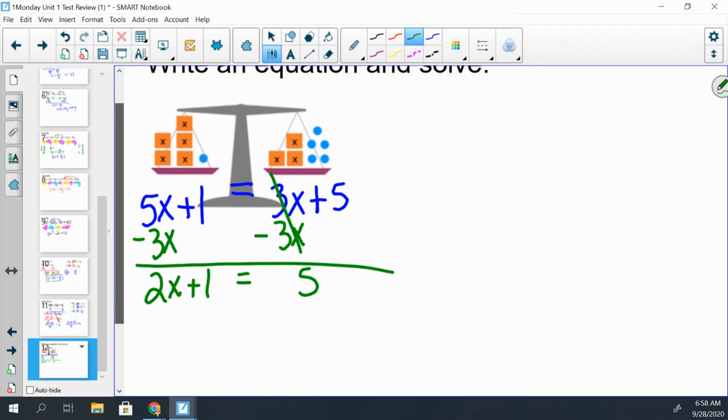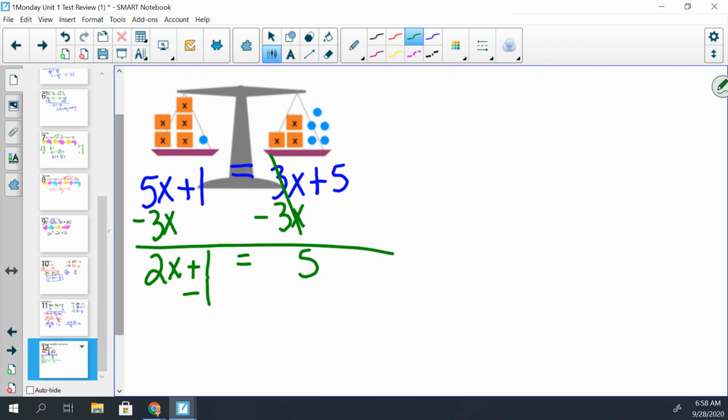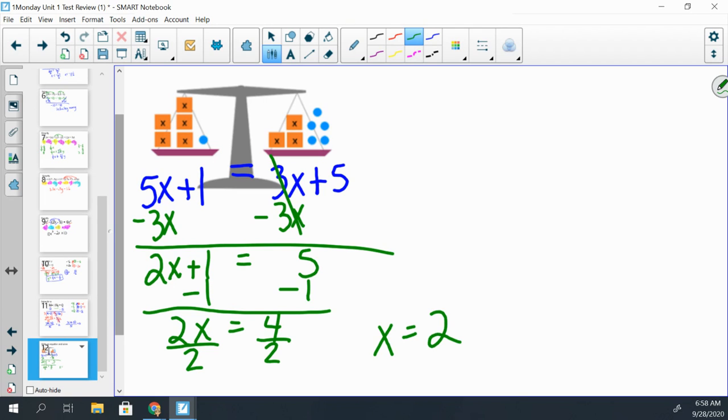Now we're down to just a two-step equation. So I'm going to subtract 1 from both sides. I have 2x equals 4. I can divide by 2 on both sides. And so x equals 2. And that would be my answer.